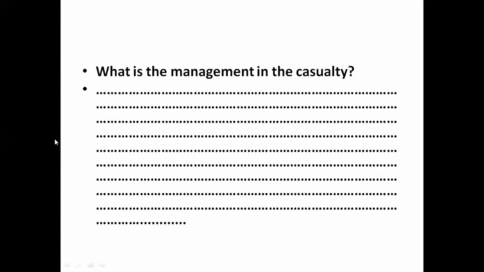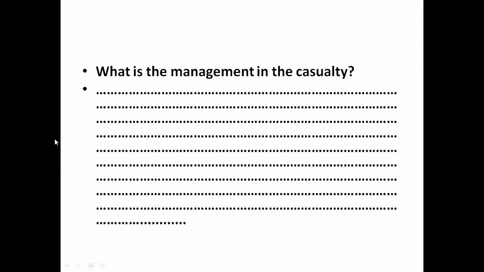What are the complications of any hernia? Ischemia, perforation. Let's go step by step. First it is reducible, then irreducible, then obstruction, then strangulation, then incarceration, then ischemia, then perforation. These are all complications of this hernia.